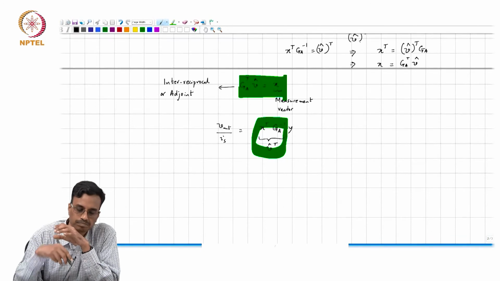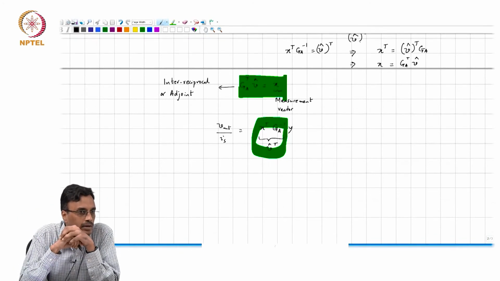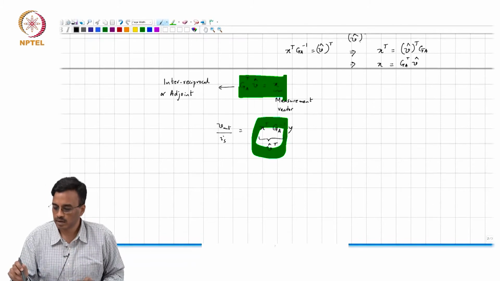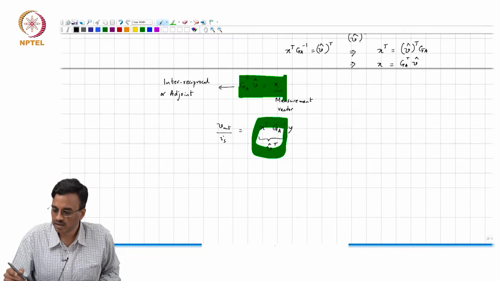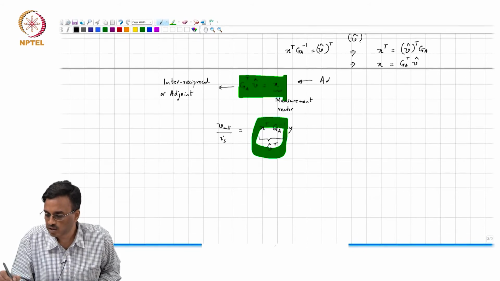All right. Is that clear? So this equation in mathematics is often called the adjoint equation.